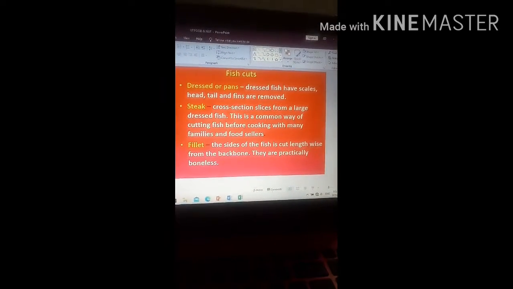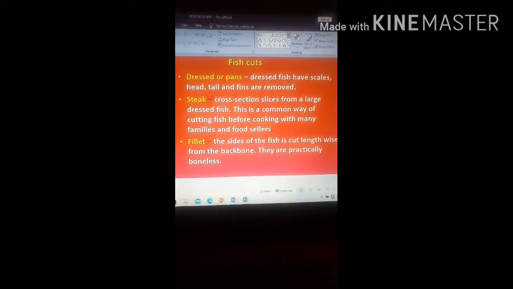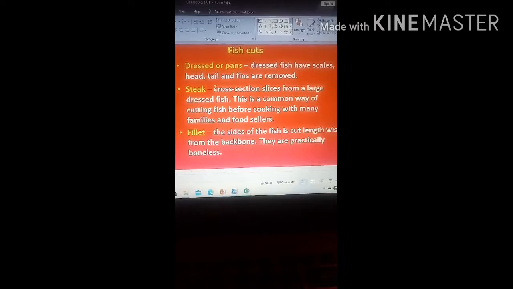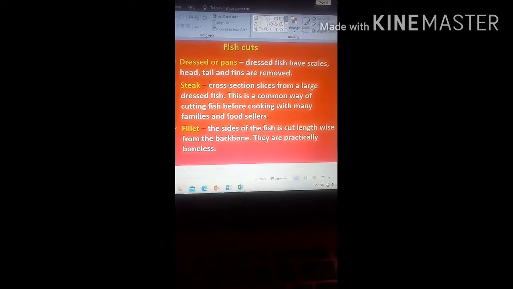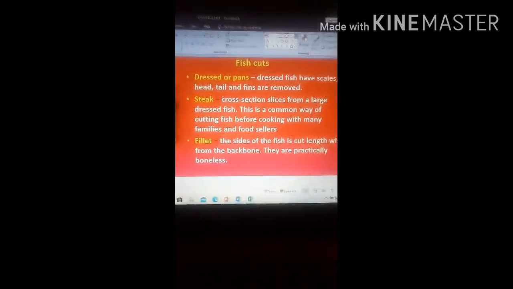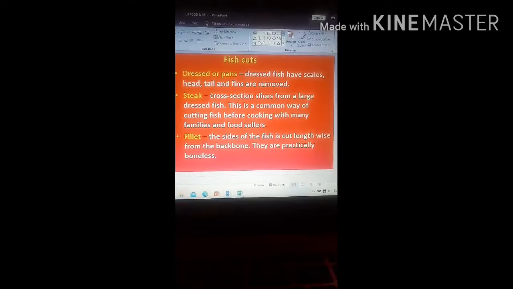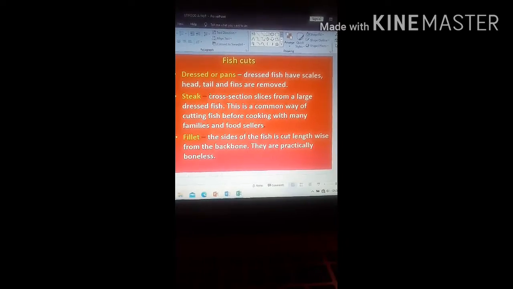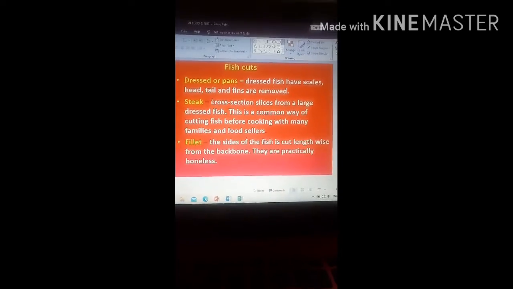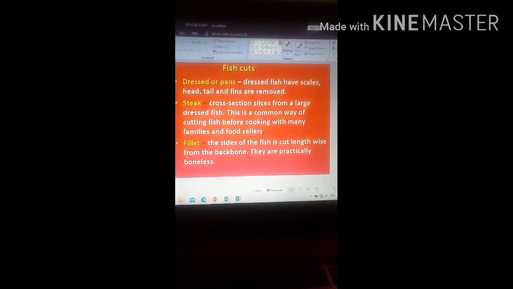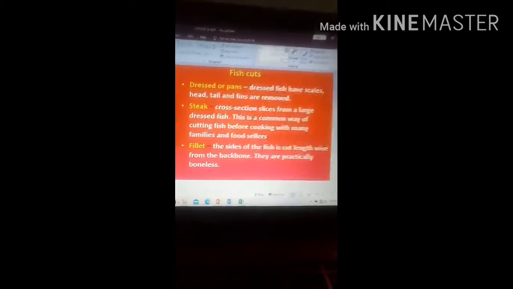Then fish cut, dressed. Dressed fish have scales, head, tail, and fins removed. That is, if you want to cut your fish according to the dressed pattern, the scales, the head, the tail, and the fins of the fish will be removed before you cut them.